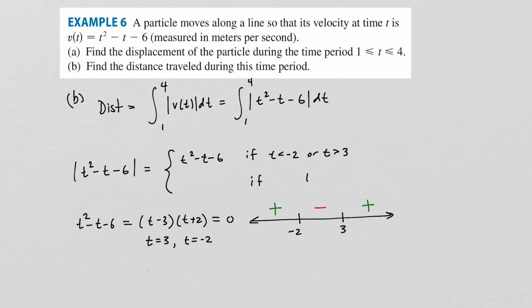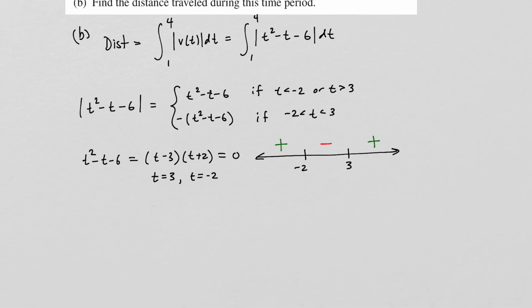However, if I plug in a number t in between negative 2 and 3, this is where it gets interesting. Any number in here that I plug in is going to give us a negative number, and now the absolute value has to make it positive. Well, the way an absolute value makes a number positive is it takes the opposite of that negative number. So what does this all mean?